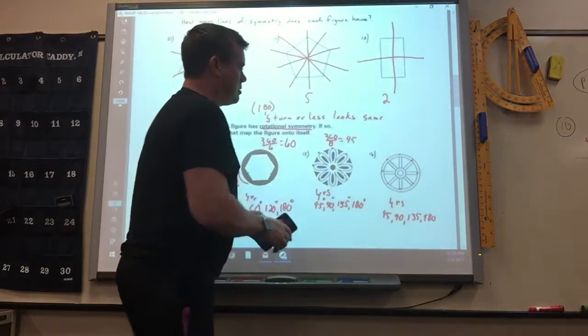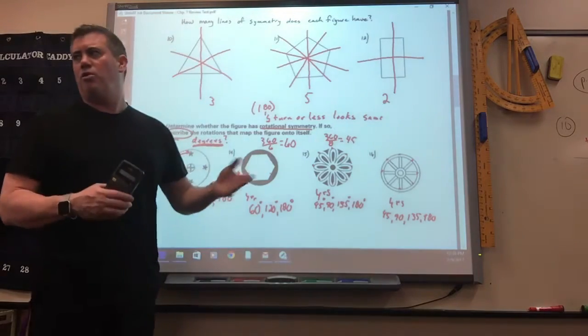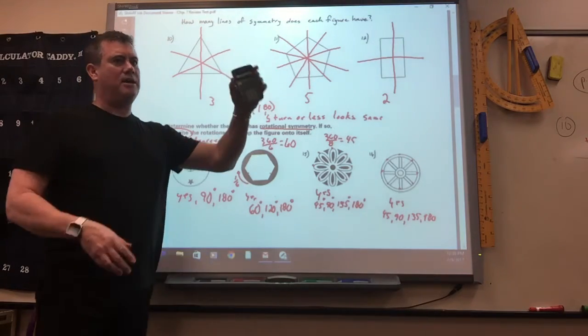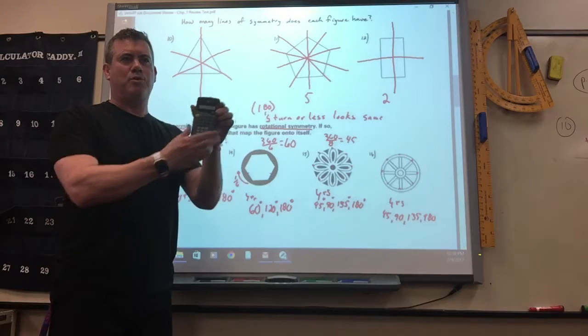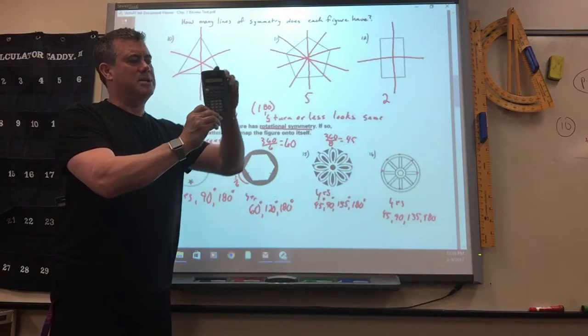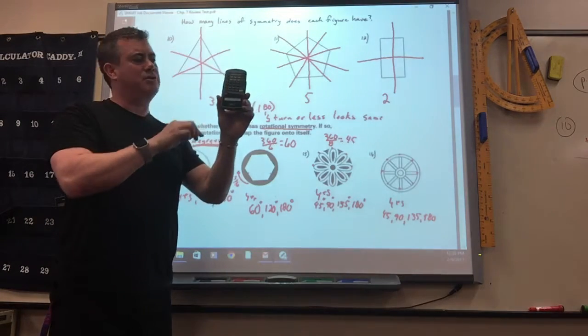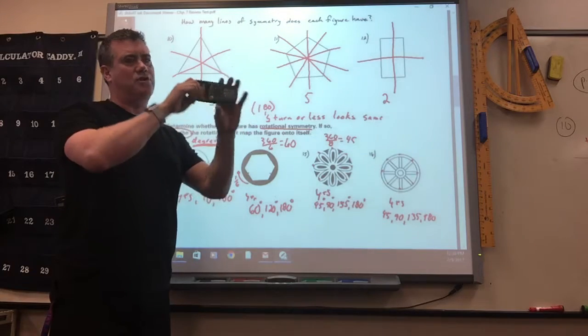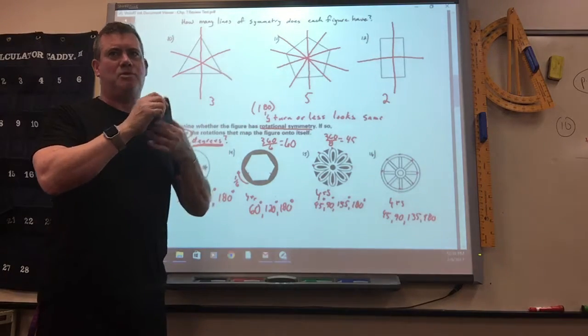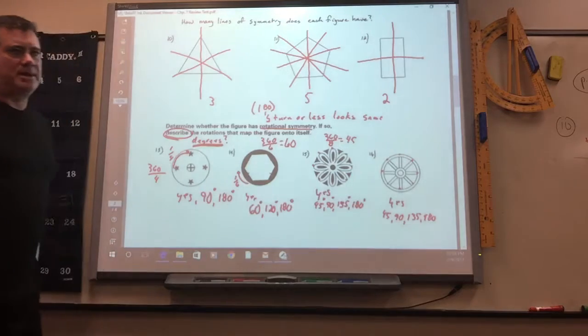Now remember, there could be a no in there. If it's a no, then you just put no. Like this calculator doesn't have rotational symmetry, because I would have to turn it a half a turn and it still doesn't look the same. You'd have to turn it all the way around. So remember, there could be some that have no.